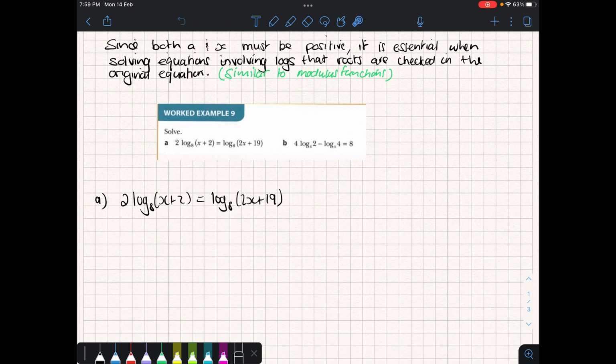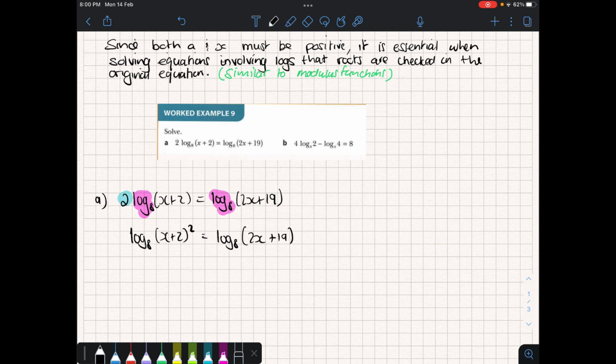With log equations, generally what we're trying to do is get logs of the same base on both sides, because then whatever's inside the log must therefore be equal. Over here we have a 2 still in front, and we want to try and get this log base 8 to stand alone with everything else in the log as the value. So we can use the power rule and move that as an exponent, and we get log base 8 of (x plus 2) squared equal to log base 8 of 2x plus 19.